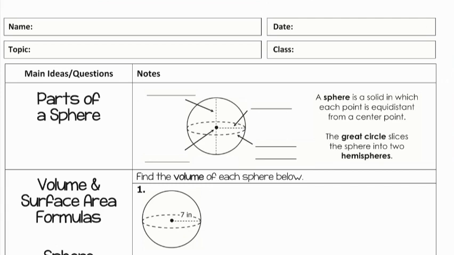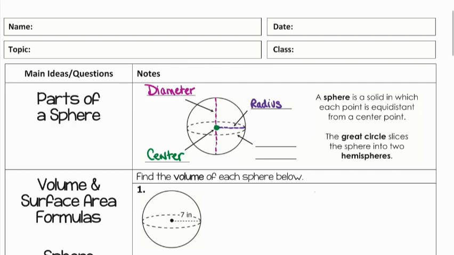Let's see, we've got the center of the sphere. That's what this one is pointing to here, which is just the center point of the sphere. We also have a radius of the sphere that you see here. I'll try to color coordinate these. So that's our radius. Then we also have a diameter of the sphere that goes all the way across, just like we're used to.